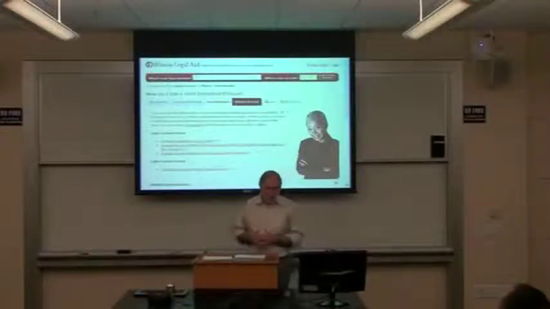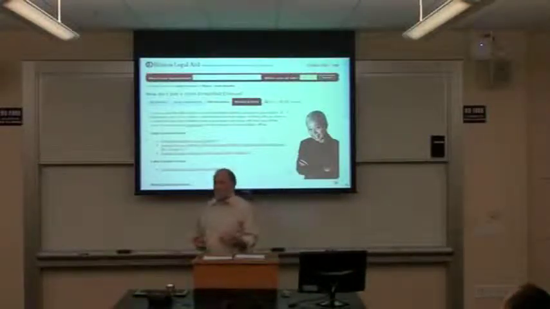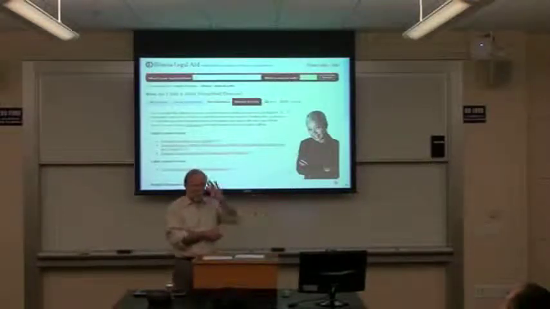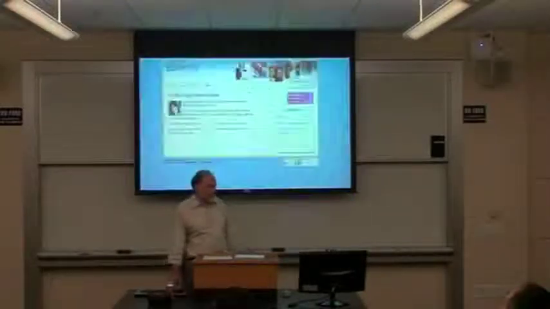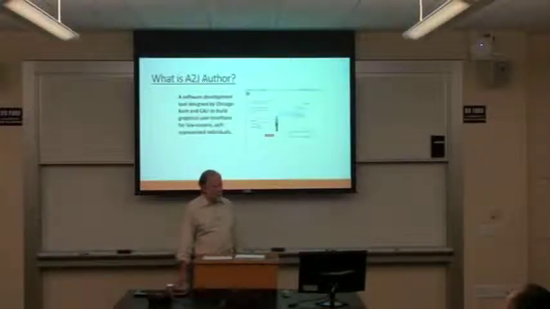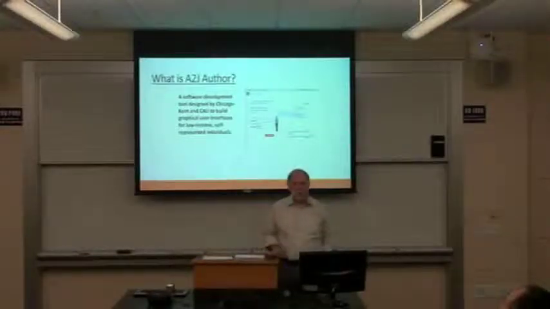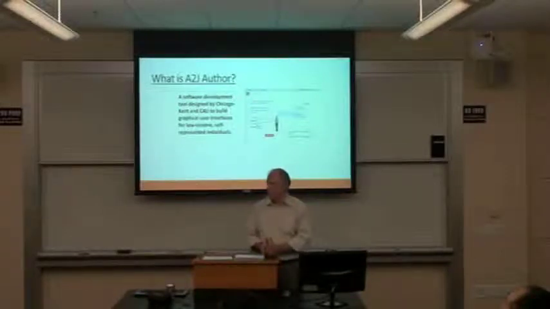So the automated form system was trying to do what TurboTax has done. It's very much a TurboTax-style visual guided interview approach. It gives you very nice starting points, and then it takes you into a nice graphical interface; A to J author is the one used most often. Did Bonnie walk you through examples of this? Did she show you what they look like? No. Okay, so I'll do it really quickly.